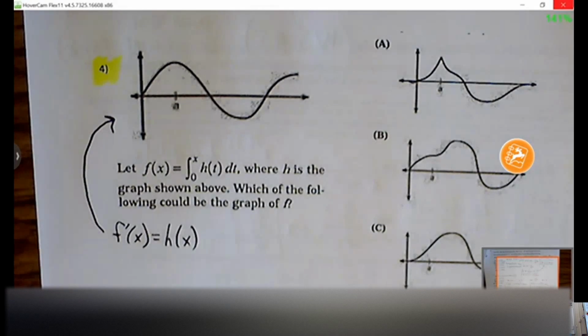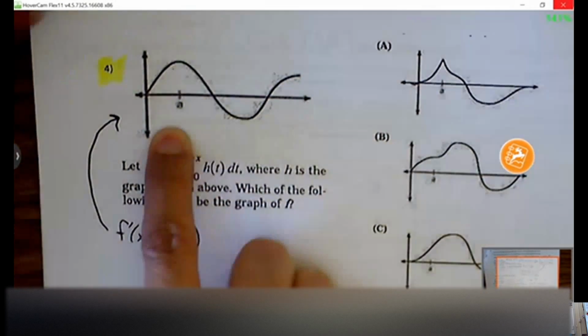So we have to know how to maneuver back and forth, right? If I give you information about the derivative, can you gather the graph about f? Or if I give you f of x, are you able to gather graph information about f prime?